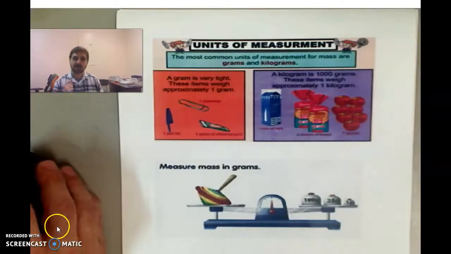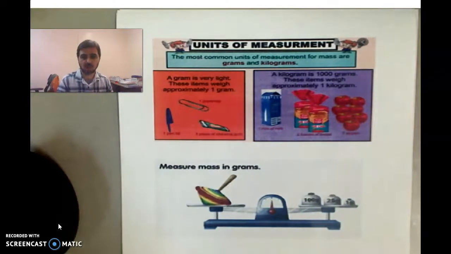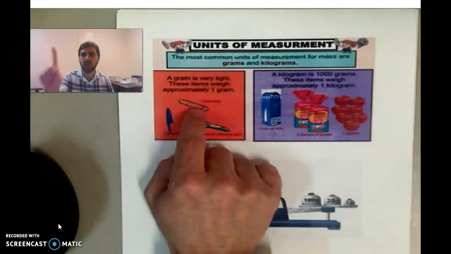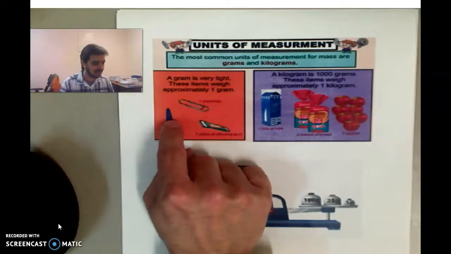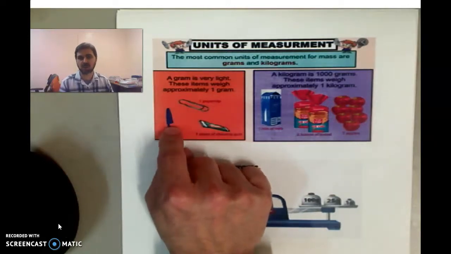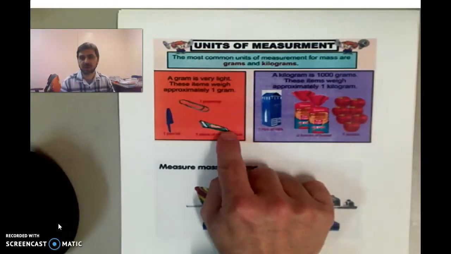Okay, so let's look at a couple examples. All right, so how do we measure mass? Before we even get into that, we measure it usually in terms of grams and kilograms. Let me give you examples of this. A paper clip would be like 1 gram. They're very small. The cap to a pen, 1 gram. One piece of small chewing gum, 1 gram.